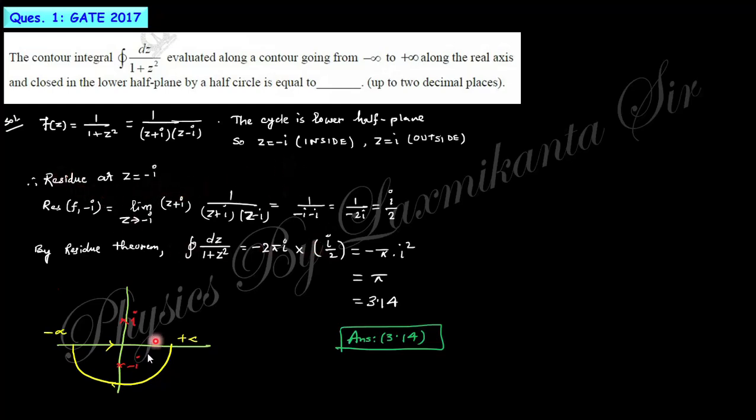So we need to find the residue at z equals minus iota. The residue will be the limit of z minus (minus iota) times this function, which gives you 1 by z minus iota, and putting z equals minus iota, this gives you 1 by minus 2 iota. If you multiply by iota, since iota square is minus 1, this is iota by 2. So this residue will be iota by 2, these two cancel out, iota square is minus 1, so only pi is left, which is 3.14. So the answer of this question will be 3.14.